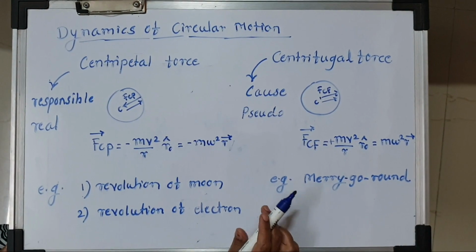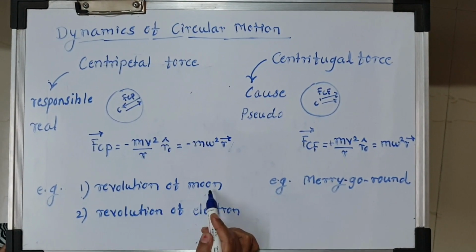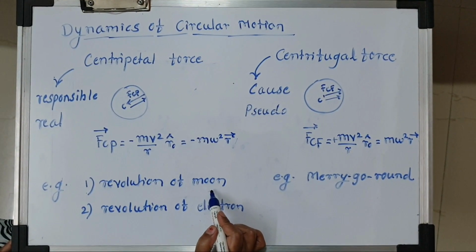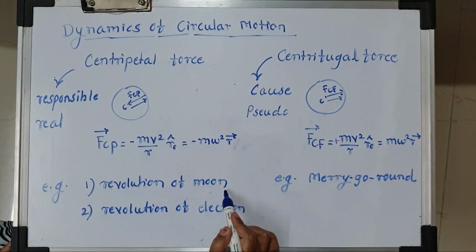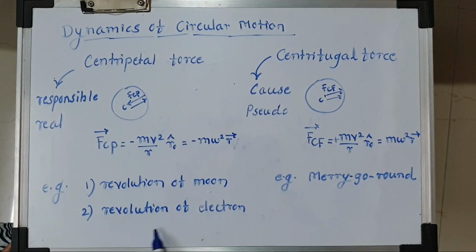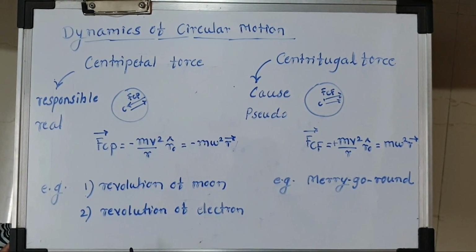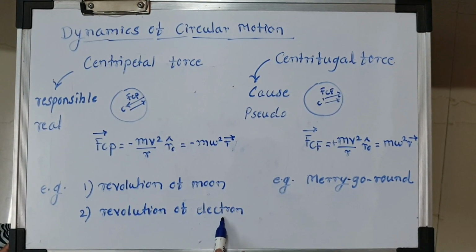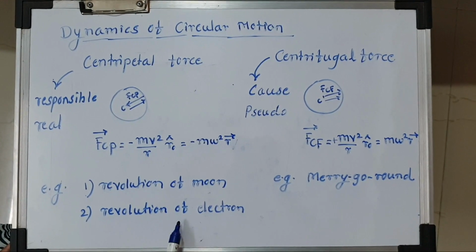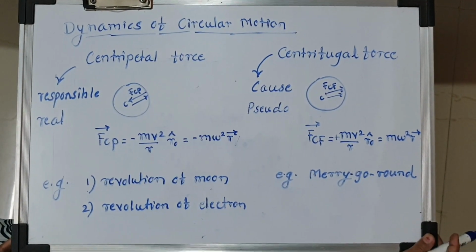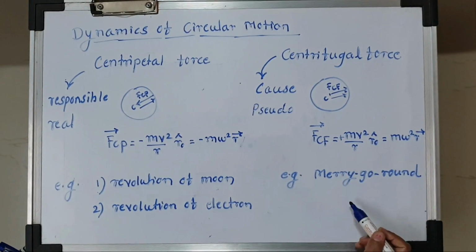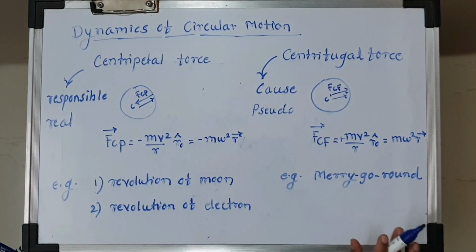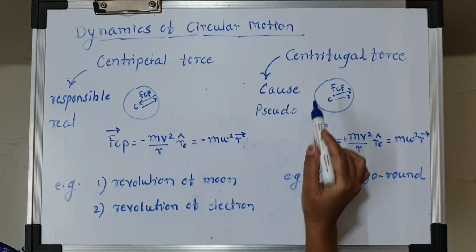Now what are the examples of the centripetal force? Revolution of the moon around the earth. In this case, the gravitational force of attraction between moon and earth acts as a centripetal force. Revolution of an electron around the nucleus. In this case, the electrostatic force of attraction between the electron and positively charged nucleus acts as a centripetal force. Now, an example of centrifugal force is the merry-go-round. Whenever you are sitting in a merry-go-round, at that time you get pushed in an outward direction. That push is nothing but the centrifugal force.